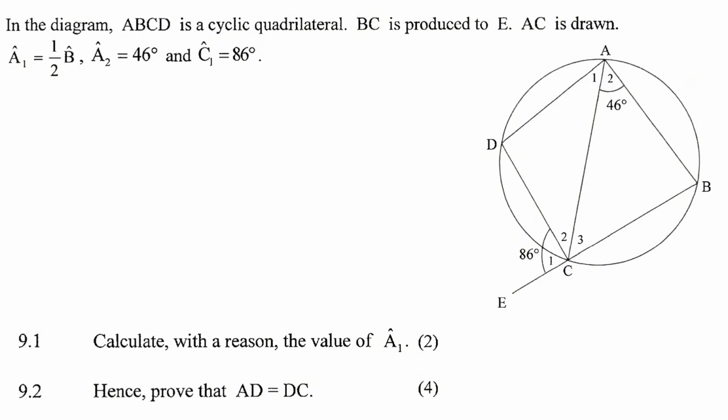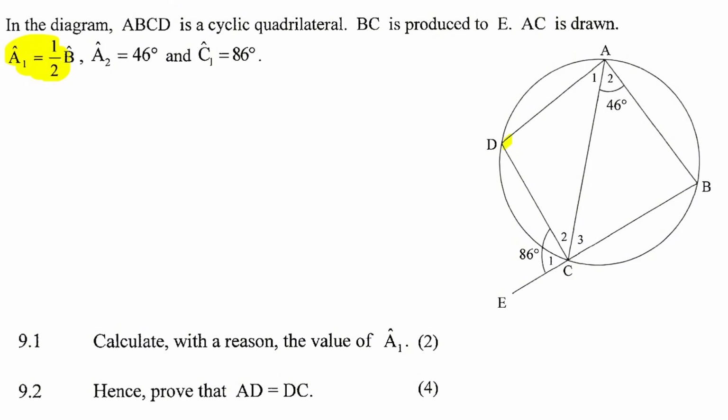In the diagram, ABCD is a cyclic quadrilateral. BC is produced to E. A1 is a half of B. Oh, we're getting fancy, are we? A1 is a half of B. Okay, so let's remember that for later on, guys. A1 is a half of B. Let's not forget that. A2 is 46 and C1 is 86. Imagine all of our diagrams look this simple. Calculate with the reason the value of A1.